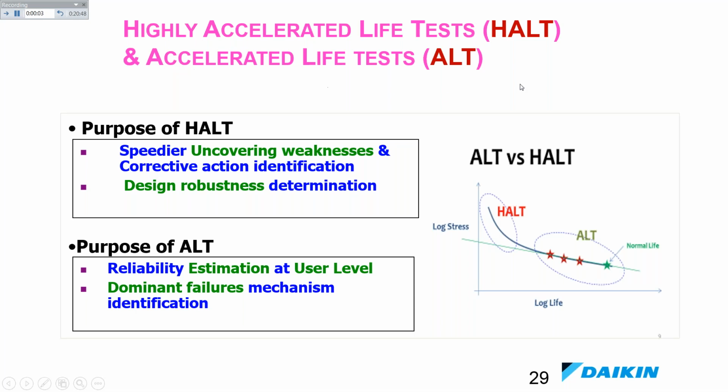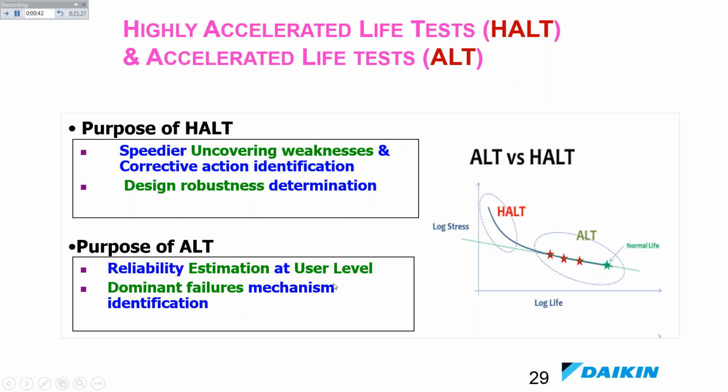So let's look at highly accelerated life test and accelerated life tests. The purpose of highly accelerated life test is speedier uncovering of weaknesses, to have corrective actions, and also to determine the design robustness. At the beginning of product development, we will be using more HALT, not ALT. But once the product is coming to a higher maturity, we'll be using accelerated life testing, because now we have a product that is mature.